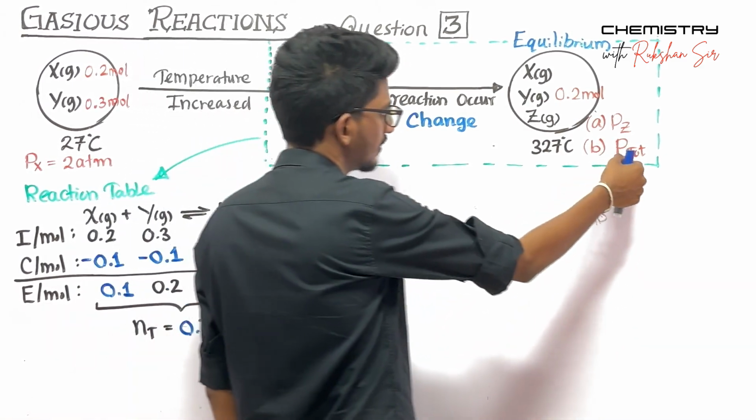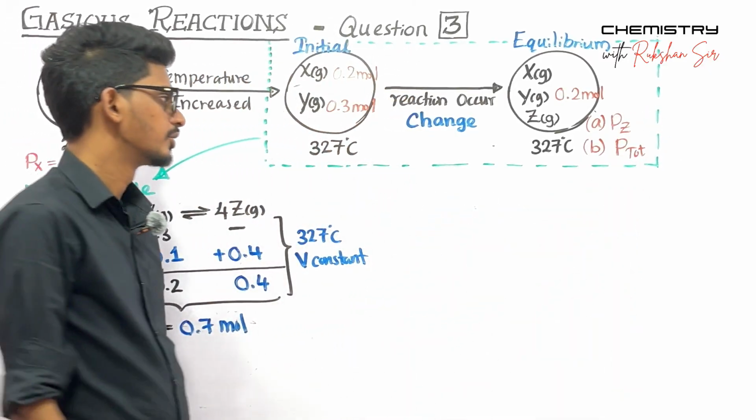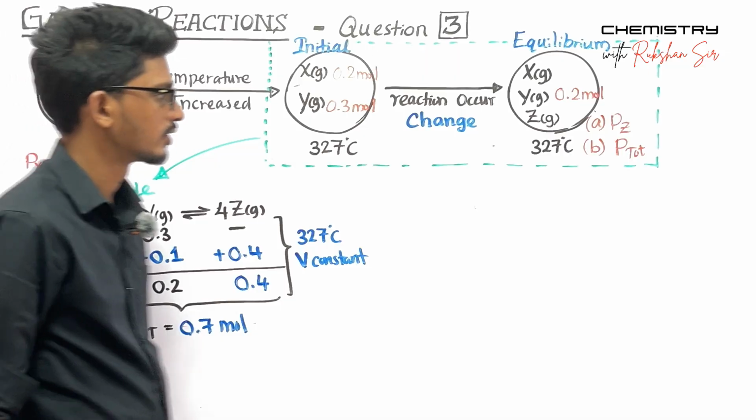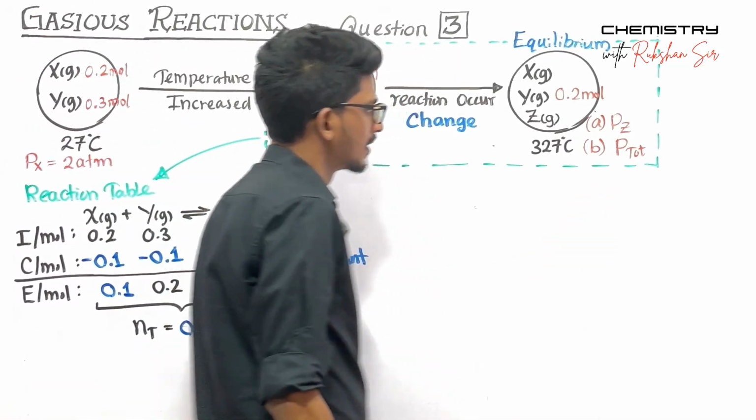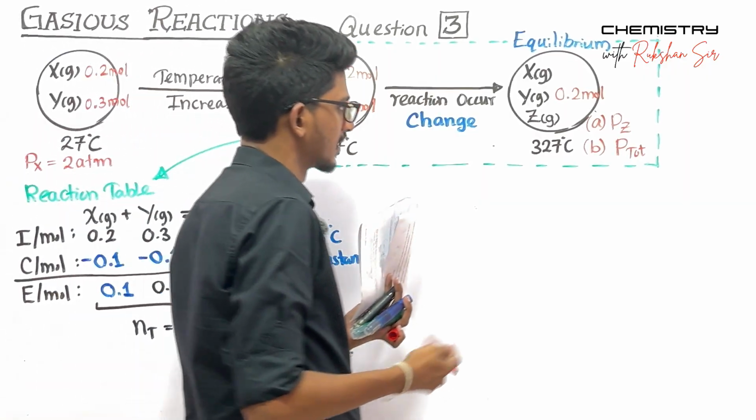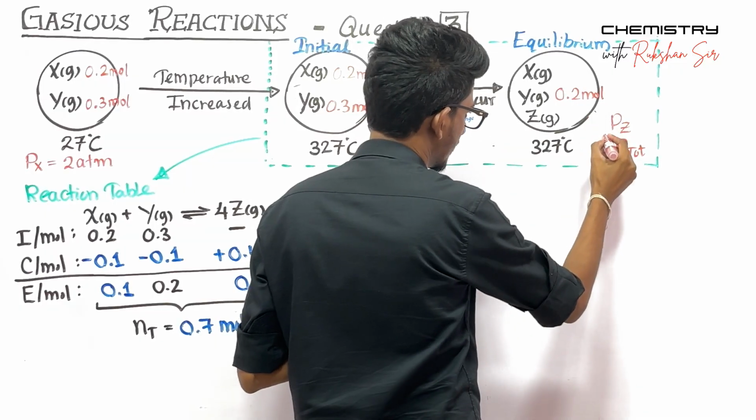After finding the P total, we can think of finding the partial pressure of Z. So let's try to come up with the total pressure. How do we come up with the total pressure? First I try to come up with the total pressure.